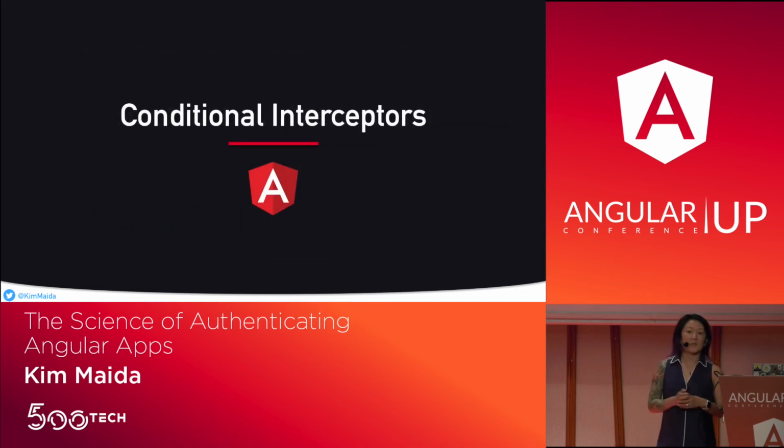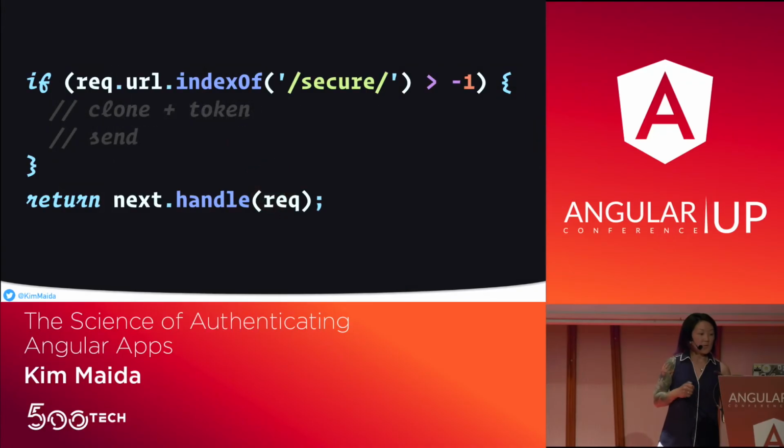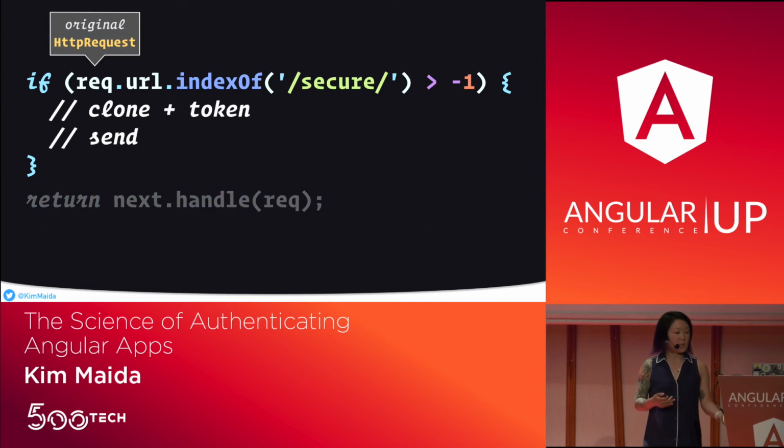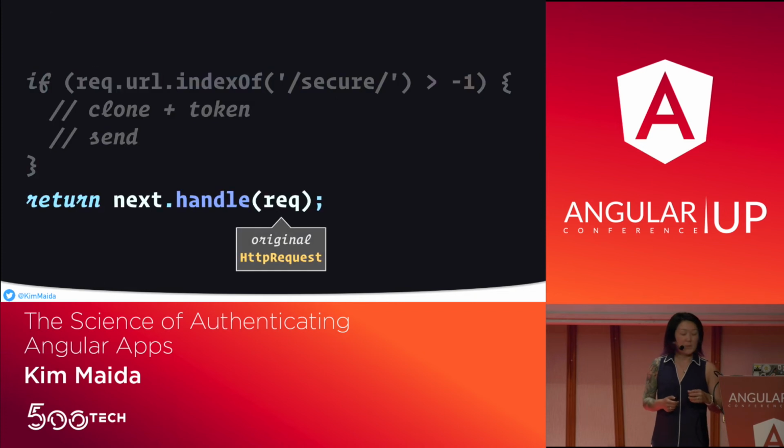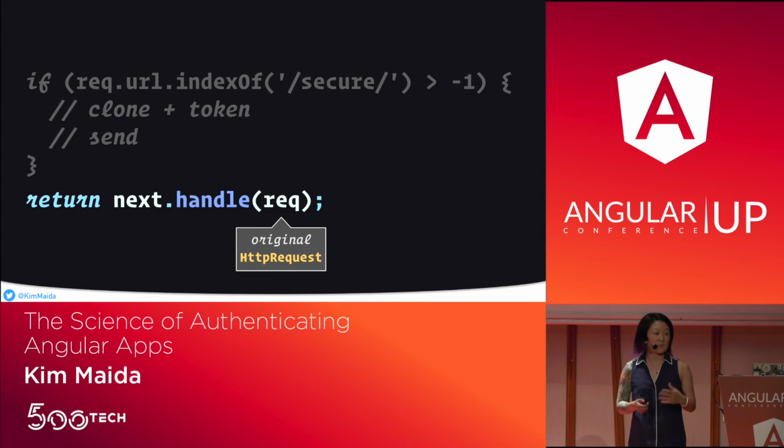Now, out of the box, there's not really a way to only run interceptors on specific requests, but we can easily do this using conditional logic. So we can clone and modify the request based on some condition. For example, maybe we have public and private endpoints in our API, and if it's a secure endpoint, then it might have secure in the URL. We can check for this, and then clone the request and attach the header as necessary. And then if it's a public endpoint, we can just send the original request straight through without doing anything to it.